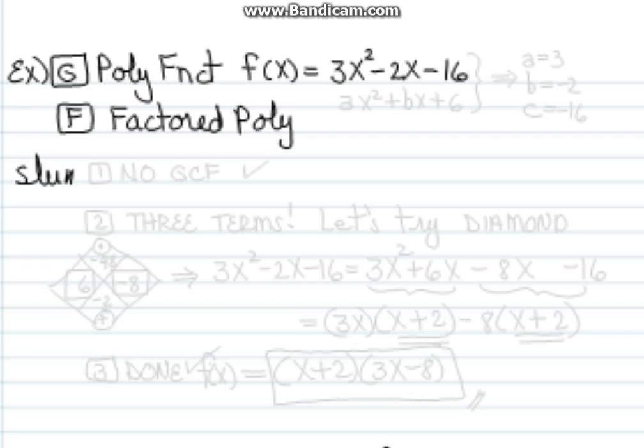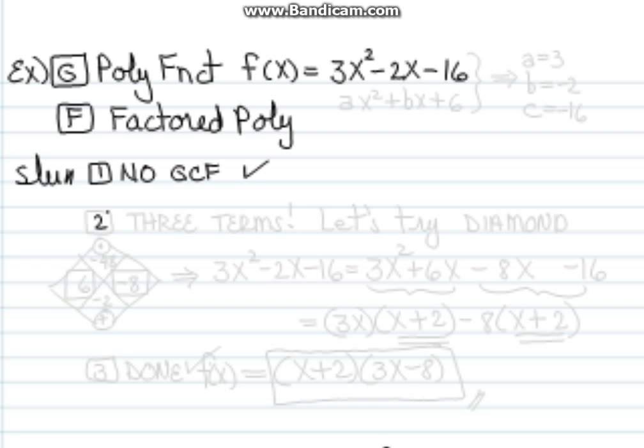Given the polynomial function f of x equals 3x squared minus 2x minus 16, factor this polynomial. Okay, let's go through the steps for factoring. Step 1, factor out the greatest common factor on the right side, but we don't have a common factor on those three terms on the right side, so we'll skip step 1.